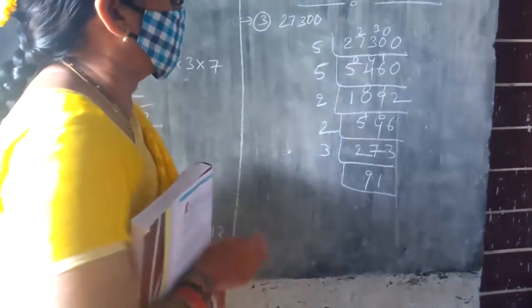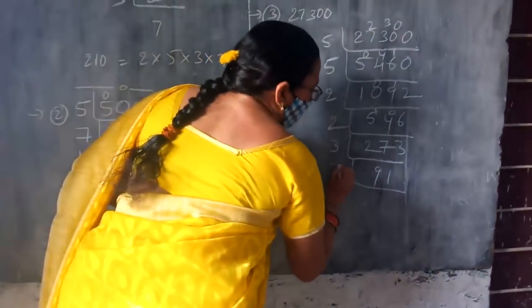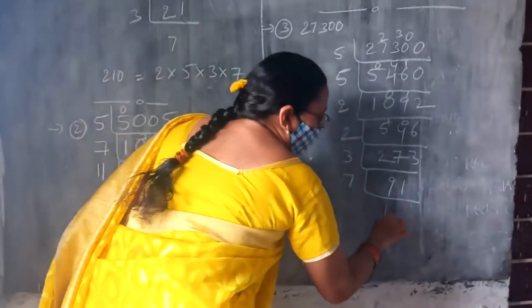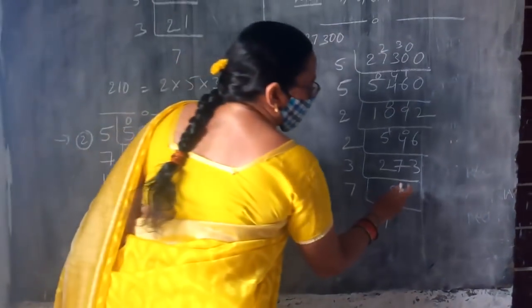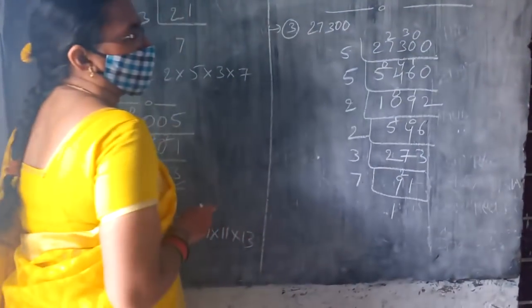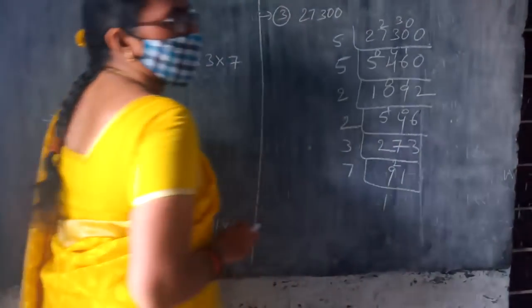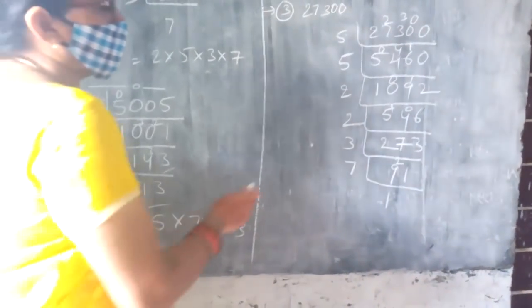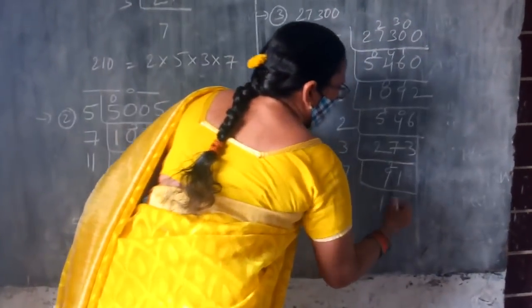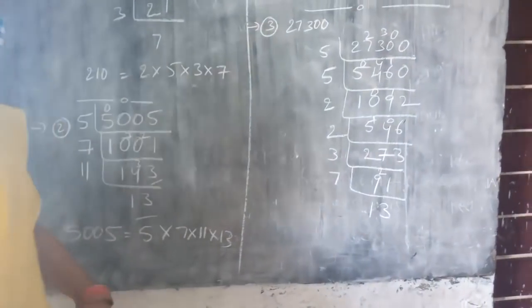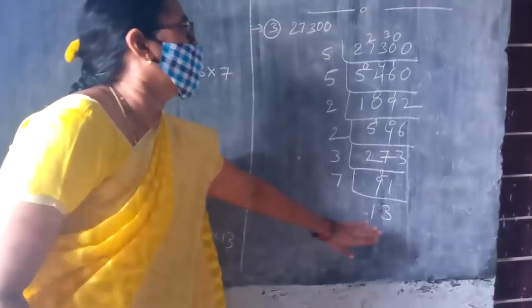Next we go for 7. How many times divisible? 7 1s are 7. What is the remainder here? 2. 2 means 20. 20 plus 1 is 21. How many times divisible? 3 times. So 13 is a prime number.